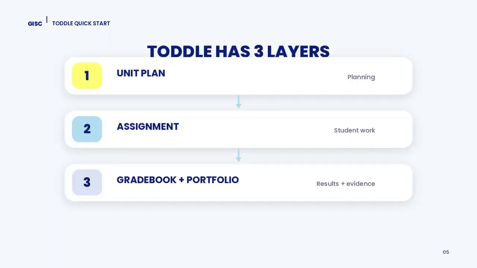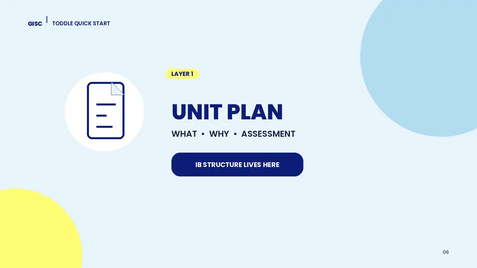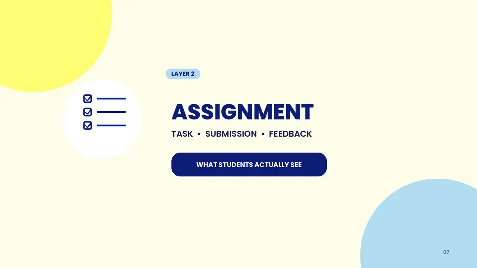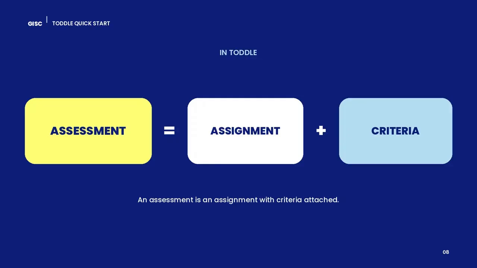Toddle has 3 layers and they build on each other. 1. The unit plan. That's the planning. What is being learned, why and how it gets assessed. This is where the IB structure lives. 2. The assignment. That's what students actually see. The task, the submission, your feedback.